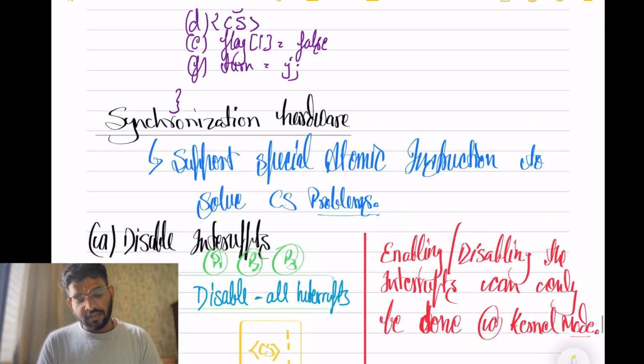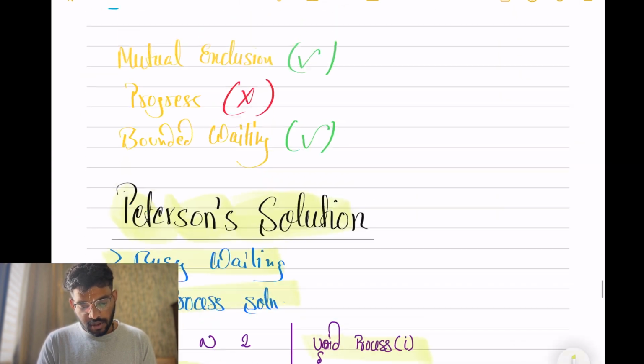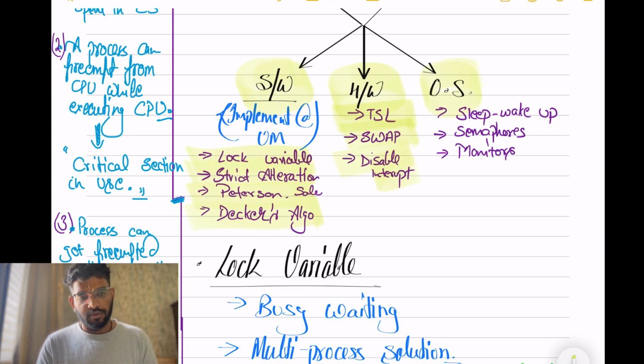Second is synchronization hardware support. It supports special atomic instructions to solve the critical section problem. This is a hardware solution. What we discussed before was a part of software-based solutions.